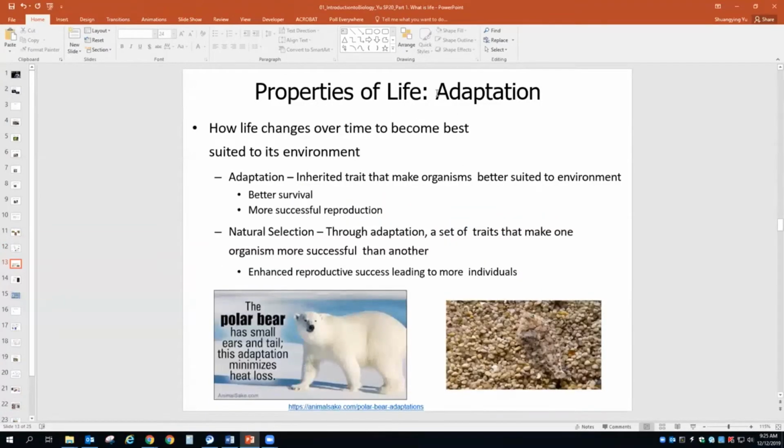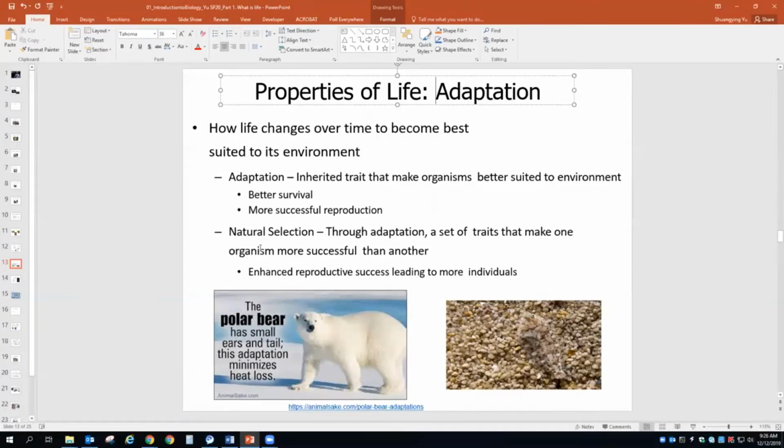This is actually not my initial list, but I want to add it because this is related to our second to last chapter, evolution. So organisms can adapt to the environment, and that's why they exist in the environment. Because they have those characteristics that allow them to survive and to reproduce in the environment. So adaptation is where the organisms inherit traits that make them better suited to the environment. So they have better survival and more successful reproduction.